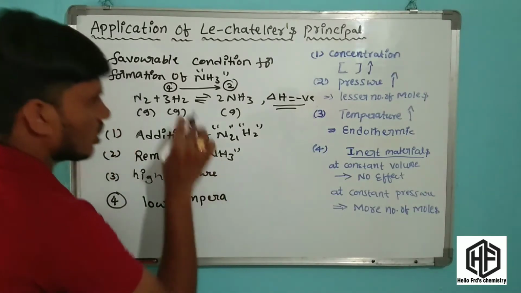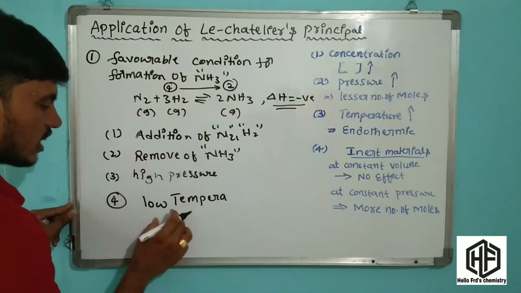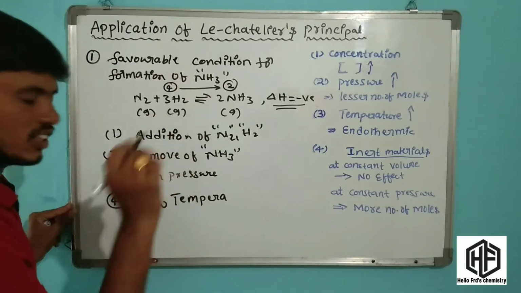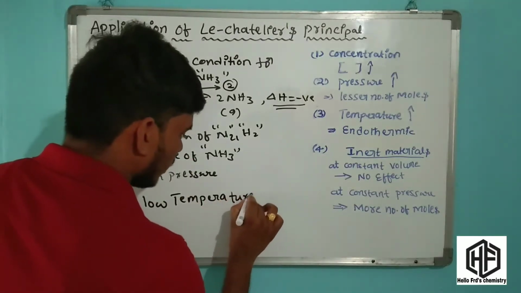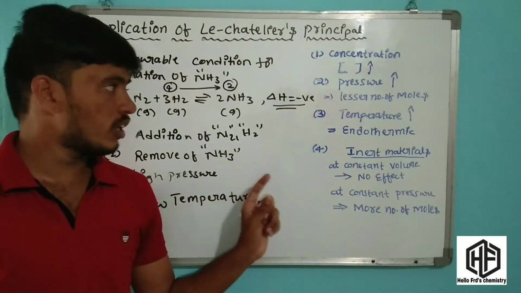Friends, I am talking about the forward direction because of the formation of NH3. This is the exothermic reaction in the forward direction, so low temperature is the favorable condition. This is one of the important examples.